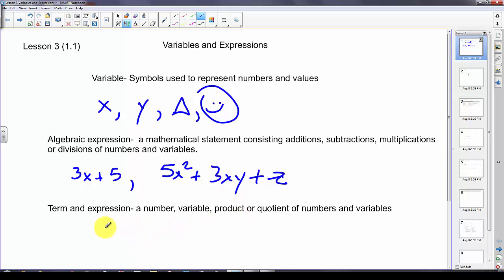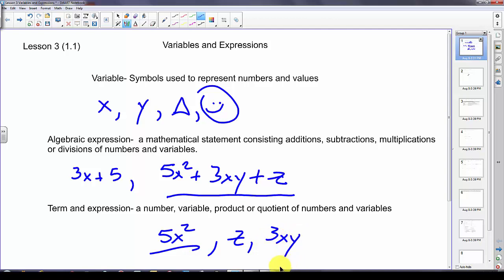An example of a term in an expression is a number, variable, or a product or quotient of numbers and variables. So for instance, in this above expression, 5x squared is one term in that expression. z is another term in that expression. 3xy is another term in that expression. So this expression has three terms within it.